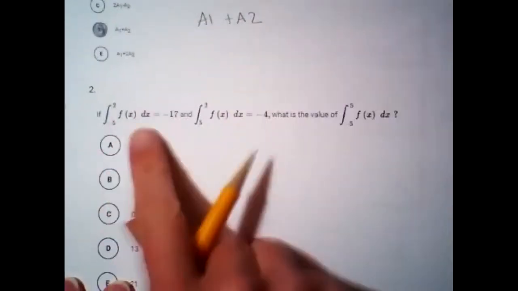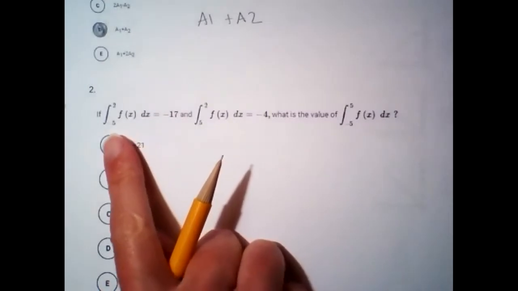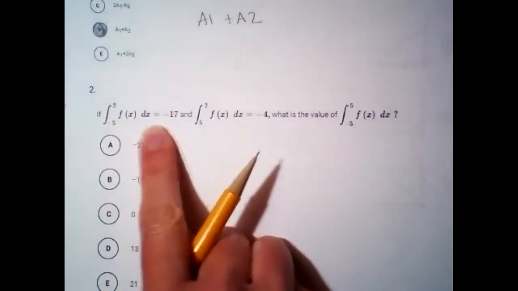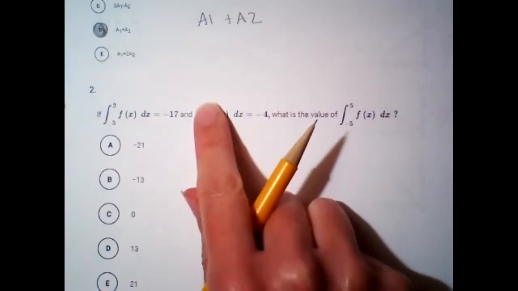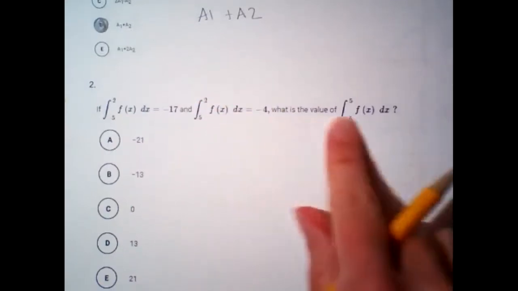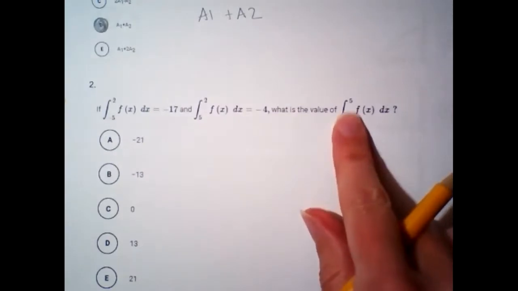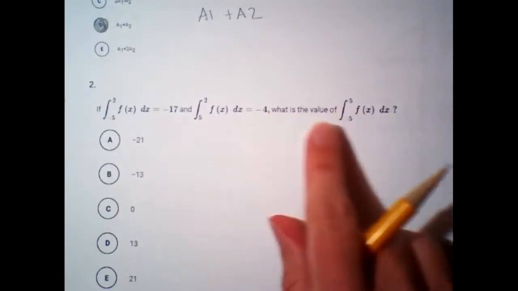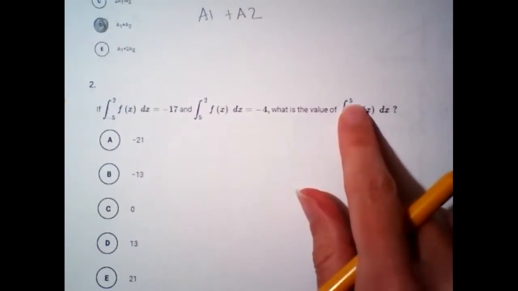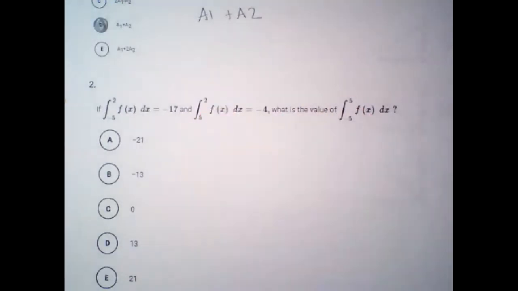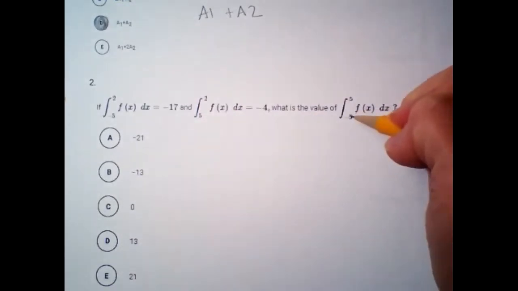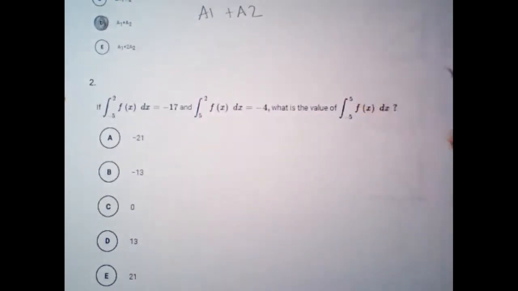All right, so number 2, the integral from -5 to 2 of f of x dx is -17, and then they give us a whole bunch more information. The integral from -5 to 2, that's gonna be -4. What is the value from -5 to 5? Okay, so it looks like we're going from -5 to 5, but we're doing a rest stop at 2. I always just view that in my mind as a journey from here to here, and we're going to do a rest stop at 2.